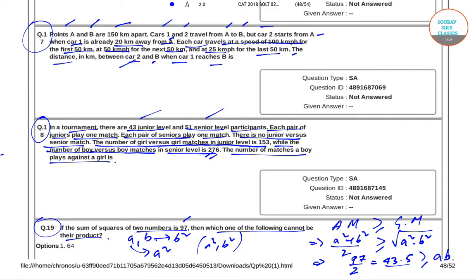And now if we go to the options, we see that we have an option 64. We have an option 64, but we have already mentioned that the product of the two numbers is always less than or equal to 48.5. So therefore option 1, which is given by 64, is the value which cannot be the product of these two numbers. So option 1 is the correct option over here.